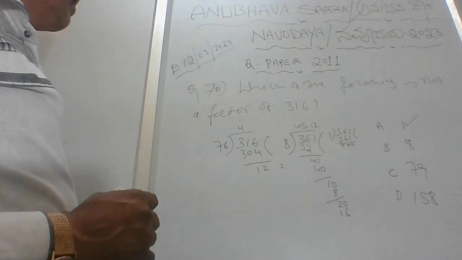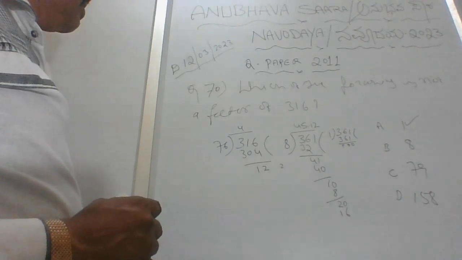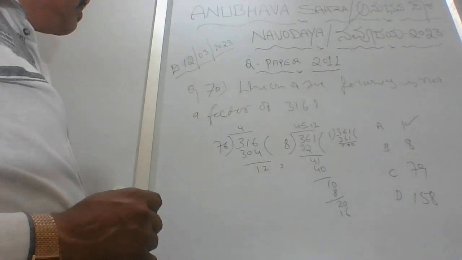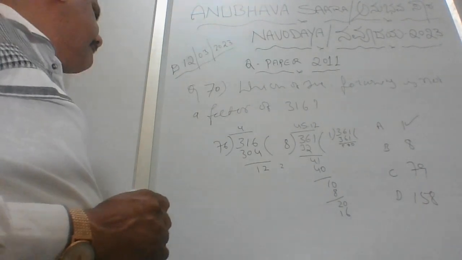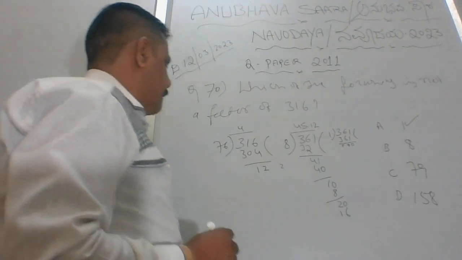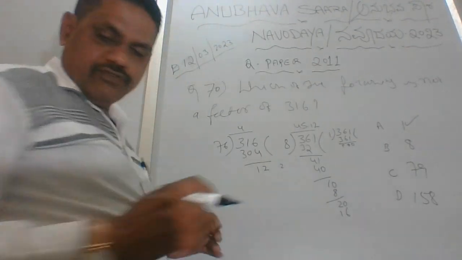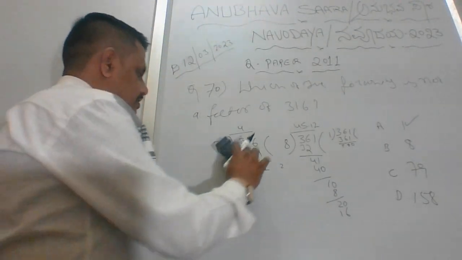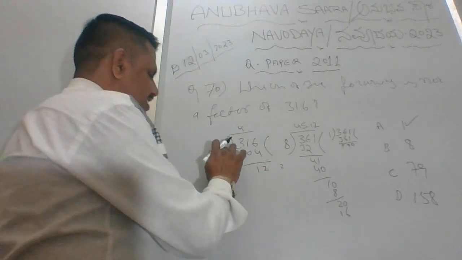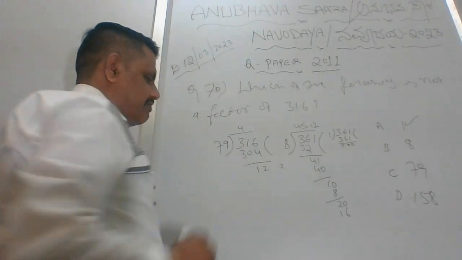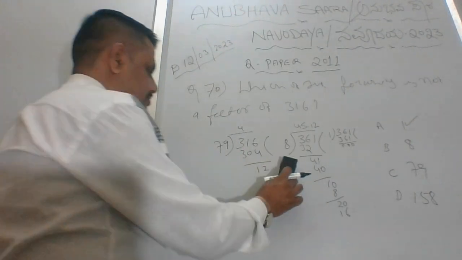5 we will get... 79, not 76. That is what I'm wondering. 79. How come it came wrong?